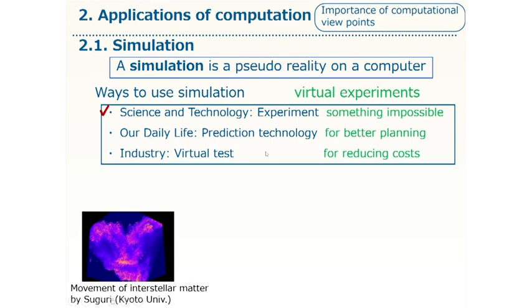There are experiments that could not be conducted in physical experiments, and instead they are conducted on a computer to make new discoveries. For example, computer simulations may be done to figure out what a black hole is made of and how do interstellar materials move. The image here is from one such simulation. These are not something you can actually observe, so simulations become important.